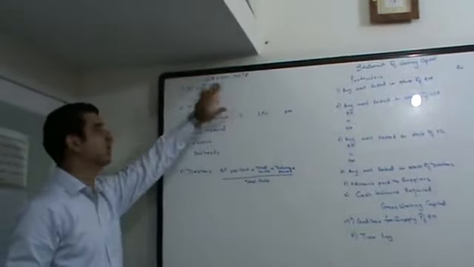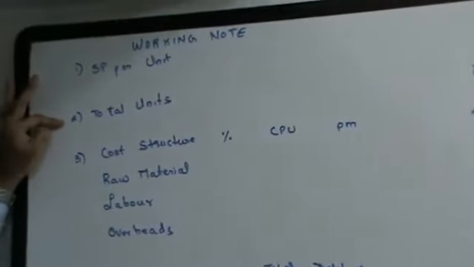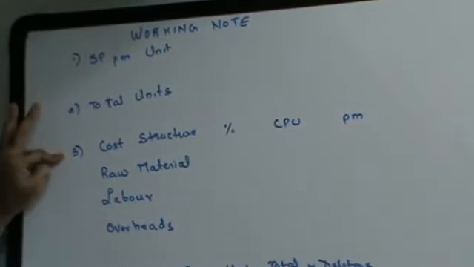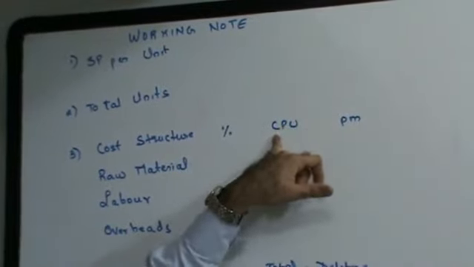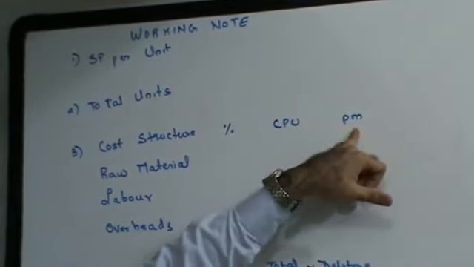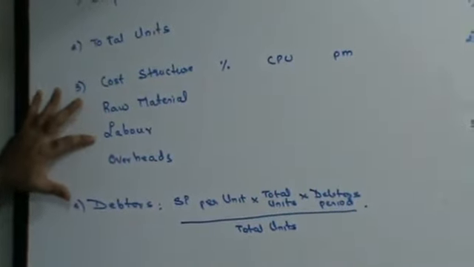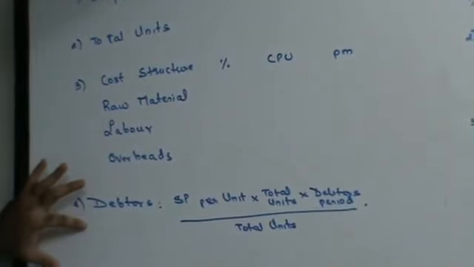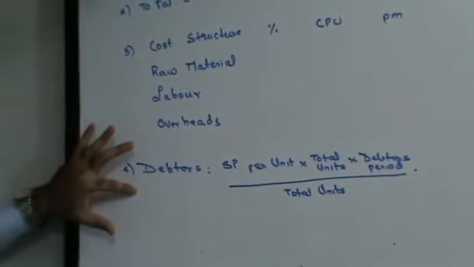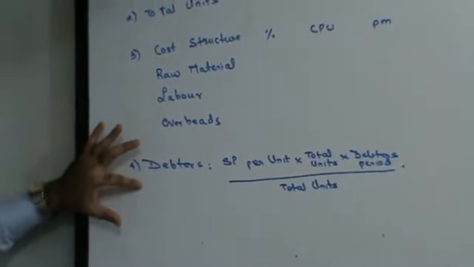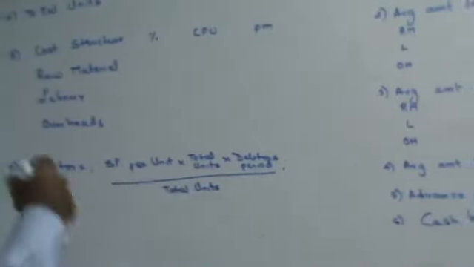The working note consists of selling price per unit, total units, and cost structure. Cost structure has percentage, CPU, that's cost per unit, and PM. PM means per month column, under which you have raw material, labor and overheads. Debtors is calculated by the formula: selling price per unit into total units into debtors period upon total period. This is your working note.